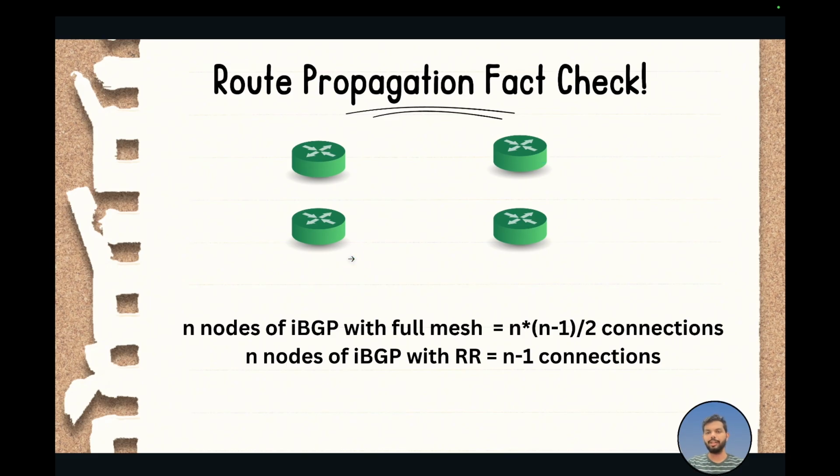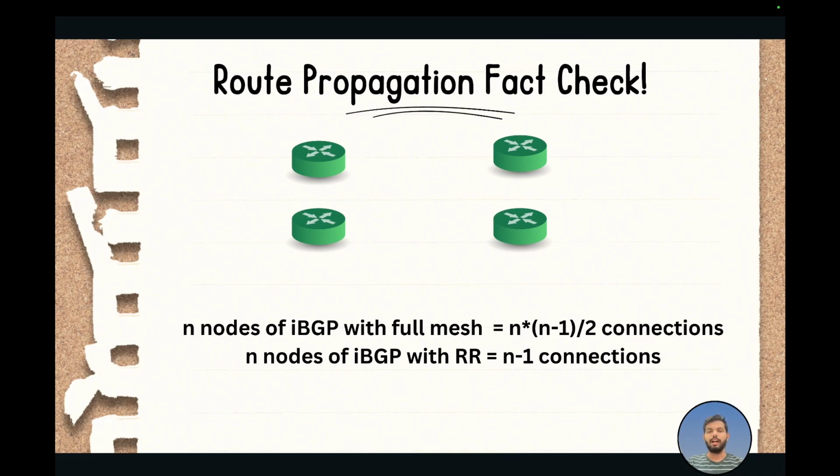If you are aware of graph theory, and we have 4 nodes and we want all the possible edges, then the shortcut to find those edges is n times (n minus 1) divided by 2. So over here we have 4 nodes, so we can just put 4 in place of n, and that will be the final number of connections that we require if we want to share all the routes.